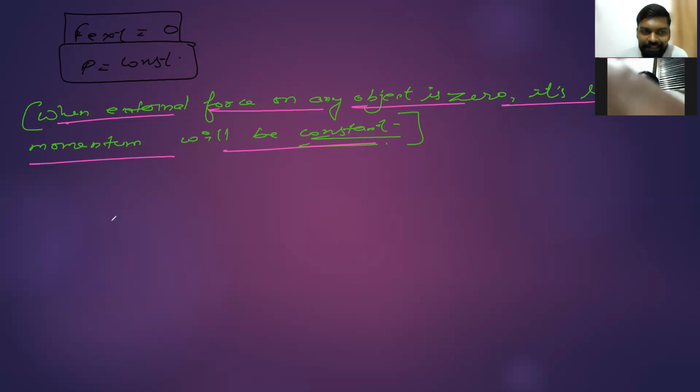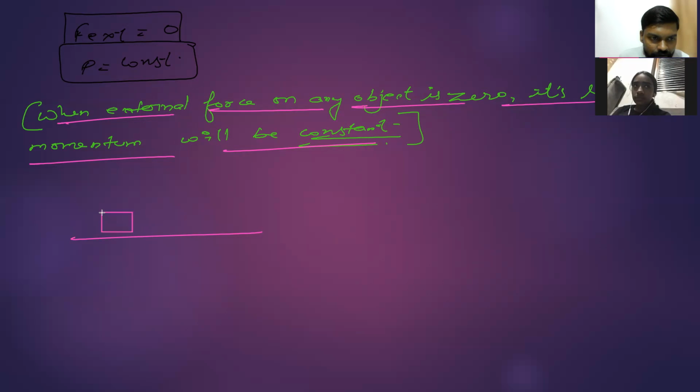Now let's take an example. Consider that this is a ground surface and two blocks are kept on this ground surface. One box is this and another box is this. These are moving boxes. The velocity of this block is 5 meter per second in the rightward direction, and the velocity of this block is 10 meter per second in the rightward direction.